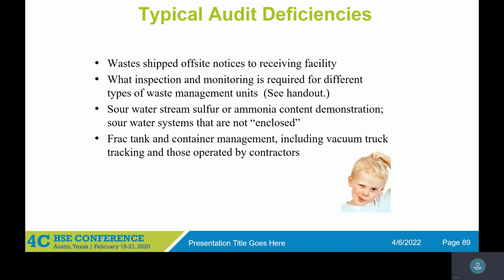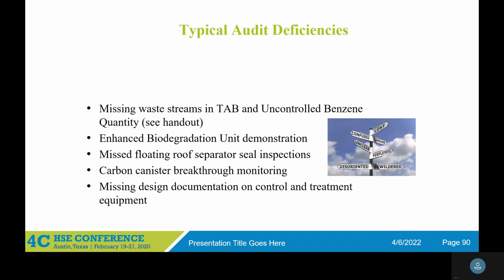They always find a lot of bad stuff around frac tanks and vacuum trucks, like we talked about. The enhanced biodegradation unit demonstration, the 10 ppm, they have to make sure that it's taken correctly. Any kind of inspections that are missing around the tanks, any kind of carbon canister break monitor, missing documentation is another one that is big.